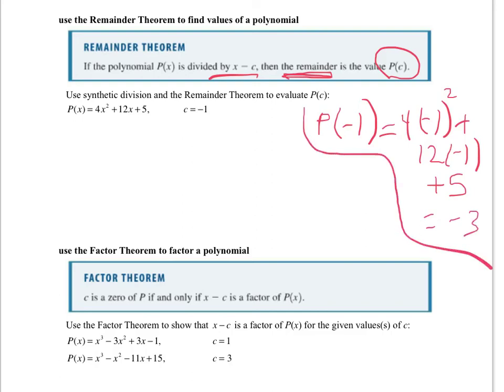Let's use synthetic division. c is the number that I put on the shelf, so I put -1 on the shelf. The coefficients are none missing, so 4x squared plus 12x plus 5. Get all set up here.